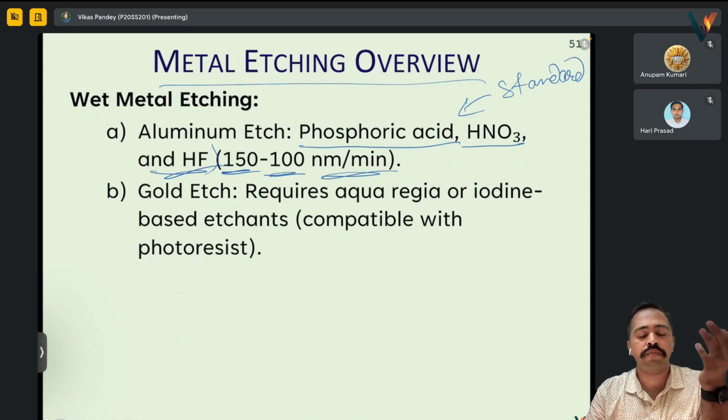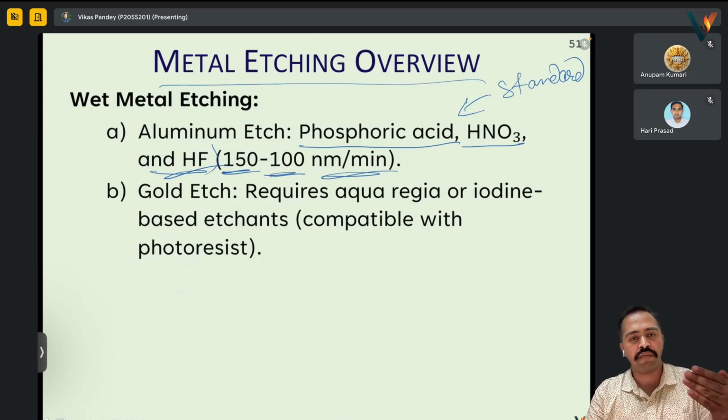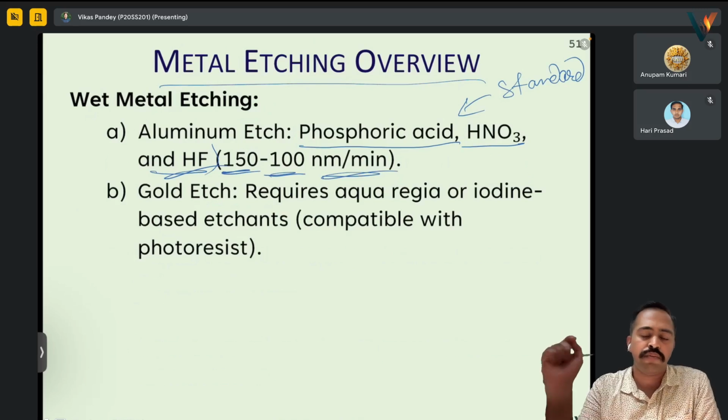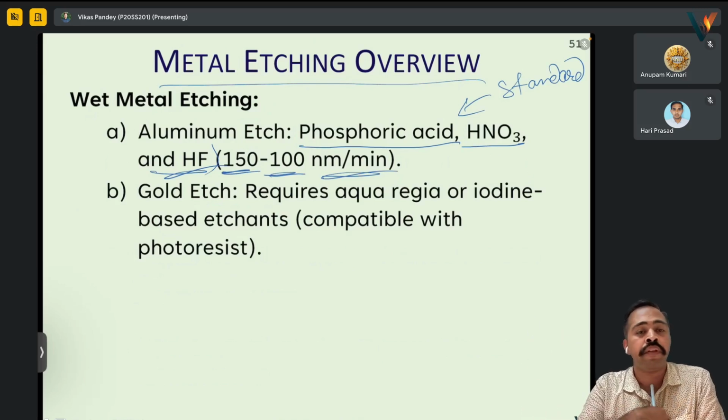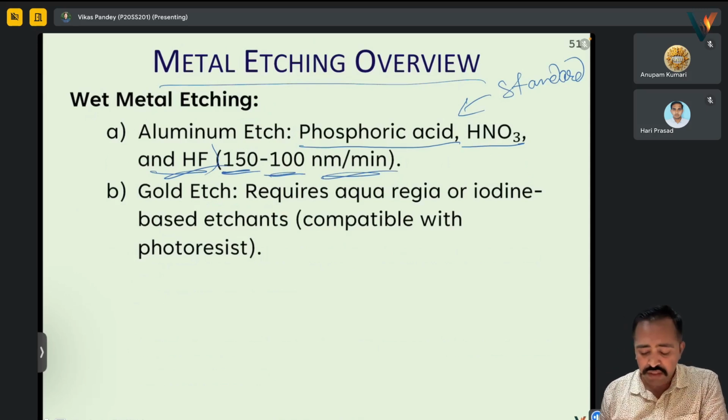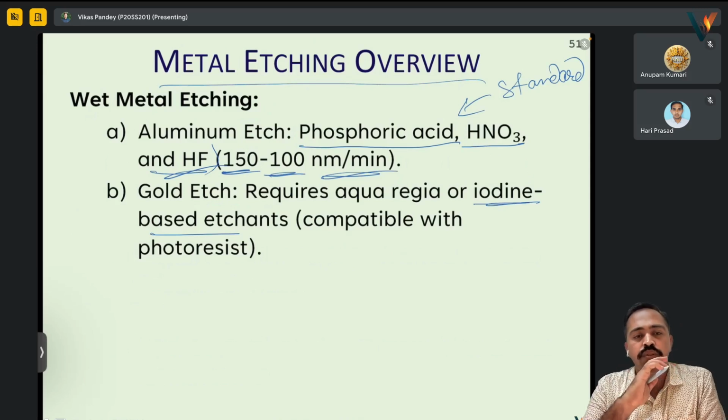And this has the problem, like I was discussing, that after some time the etching rate will become a bit slow. So we have to take it out, put it in DI, and then again etch it. Then gold etching: we already know that to etch gold, we can go for aqua regia. But if we want to deal with photoresist, aqua regia will remove photoresist. So an iodine-based etchant, iodine and KOH combination, is used for photoresist compatible gold etch.